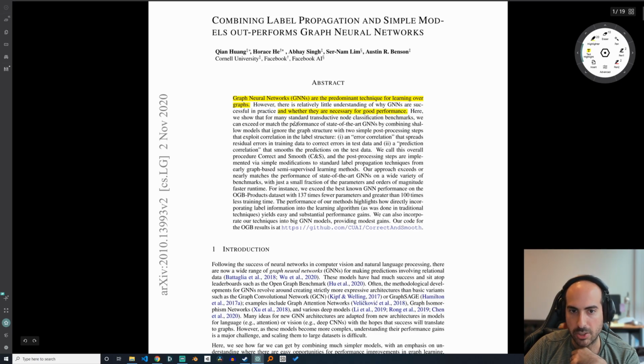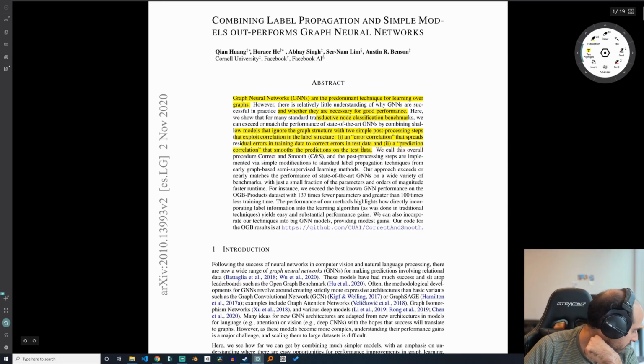for good performance. And so we show that many standard transductive node classification benchmarks can exceed or match the performance of state-of-the-art GNNs by combining shallow models that ignore the graph structures with two simple post-processing steps that exploit correlation of the label structure, an error correlation that spreads residual errors in training data to correct errors in test data, and a prediction correlation that smooths the prediction of the test data.